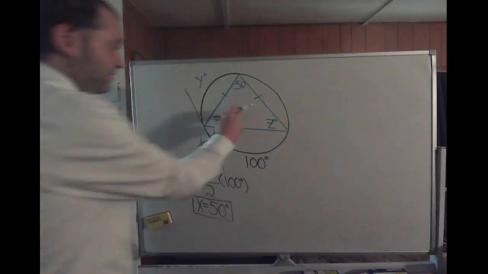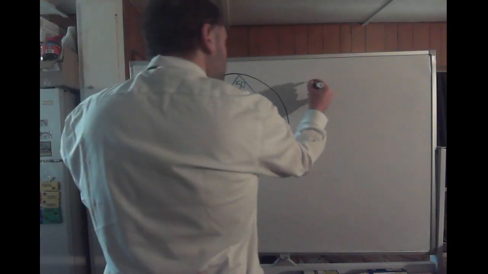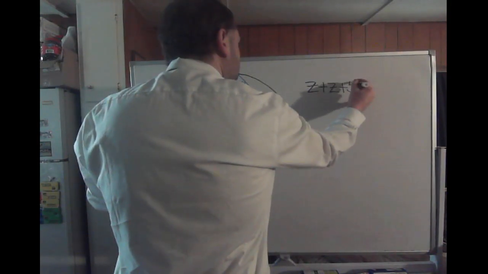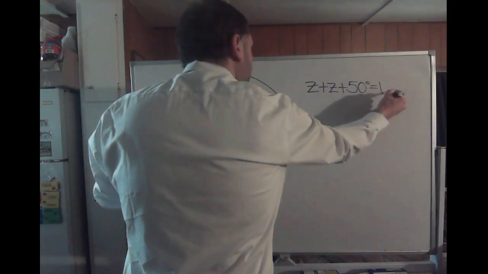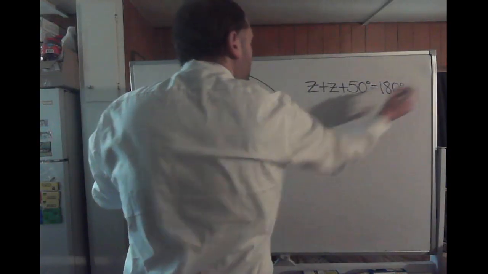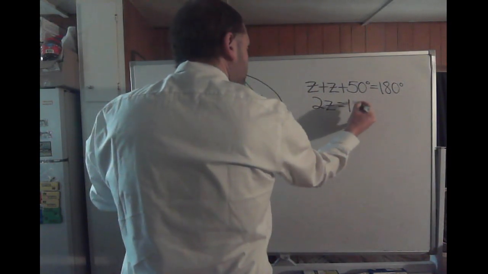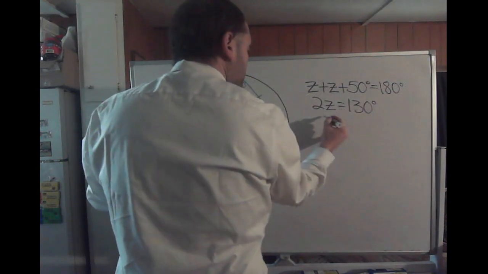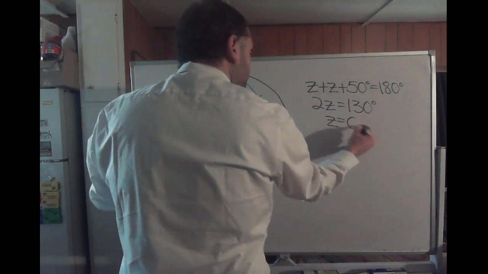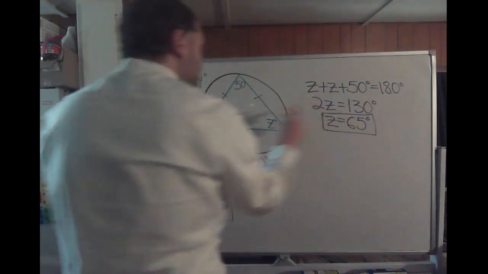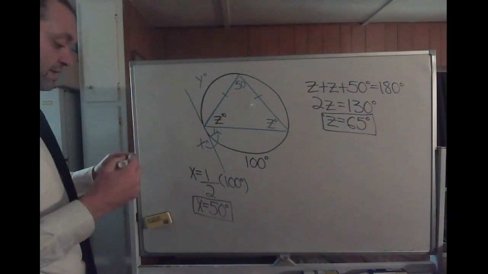So solving for the isosceles triangle, we'll take z plus z plus 50 degrees, set all that equal to 180 degrees, which then means that you would get 2z is equal to 130 degrees, which means that z is equal to 65 degrees. So we ended up getting that z is 65 degrees.